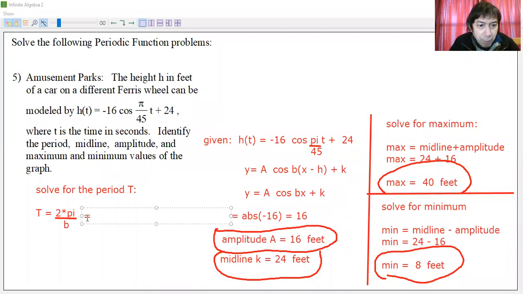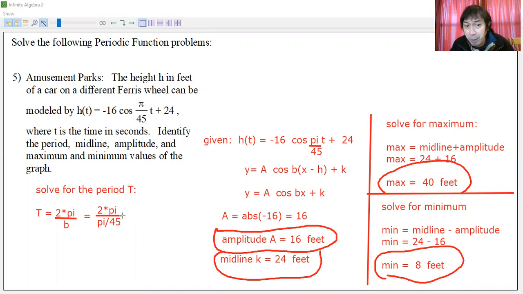And so in the equation, we have to start with the 2 pi. Okay, we have 2 times pi divided by our b. Our b is the number beside the t, which is pi over 45. That's our b. So this is divided by pi over 45, like that, okay? And so this will be our expression here, 2 pi divided by pi over 45.